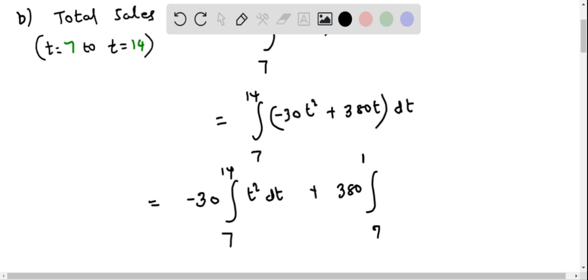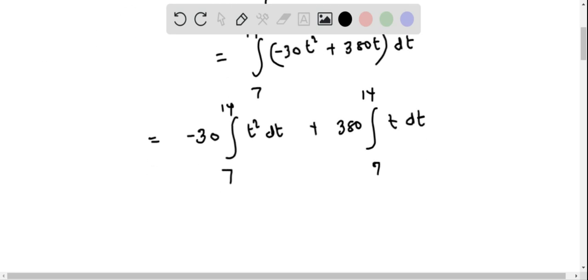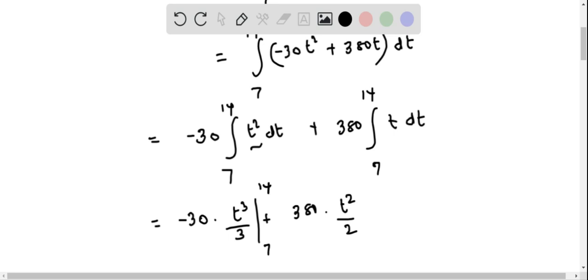So the limit is from 7 to 14, and then this is t dt. So let's evaluate this integral. This equals negative 30 times the integral of t squared, which is t cubed by 3, plus 380 times the integral of t, which gives the same expression, t squared by 2. And this has to be evaluated from 7 to 14. The second one has to be also evaluated from 7 to 14.